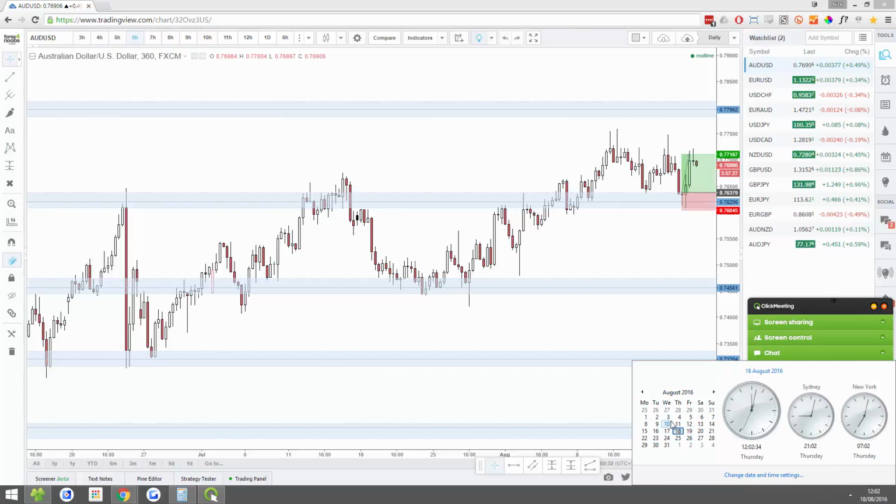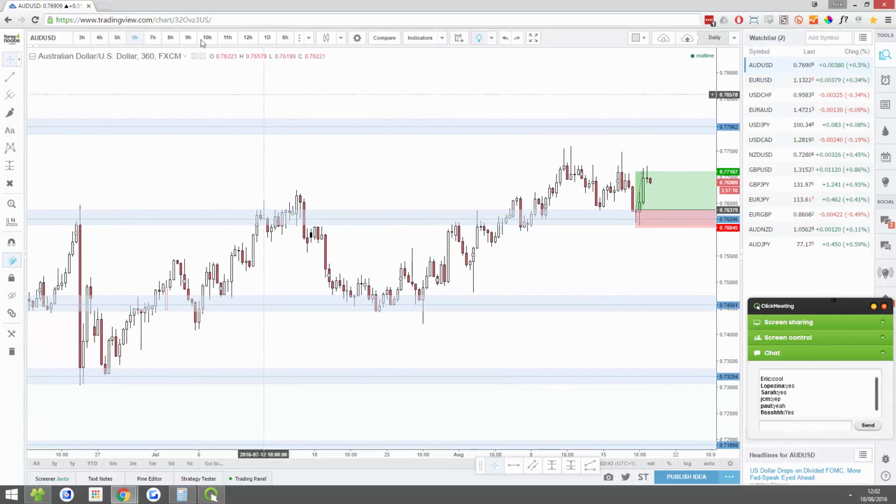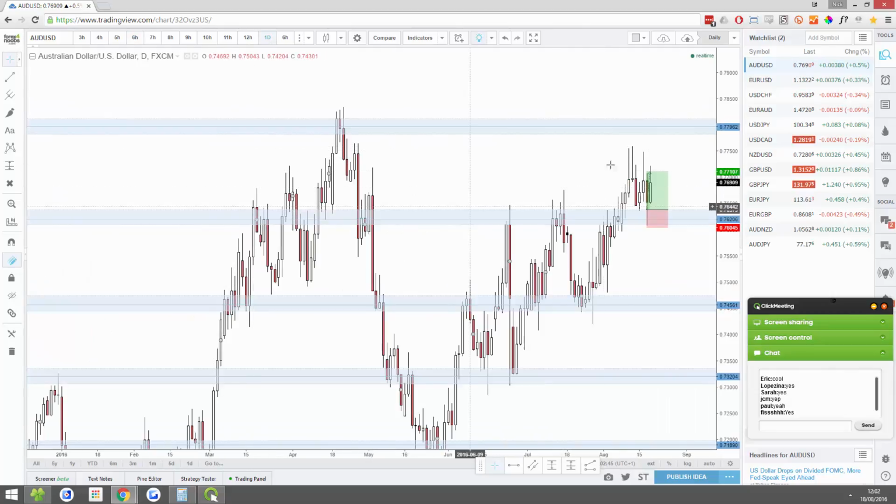Today is Thursday the 18th of August 2016 and the time is 12:02 here in the UK, and I'm going to close Steam this time. Time is 12:02 here in the UK. You're looking at an AUD/USD daily chart.